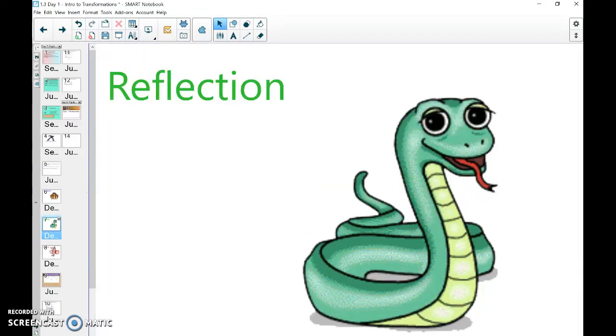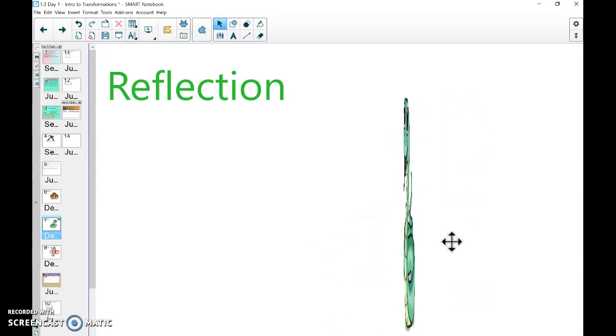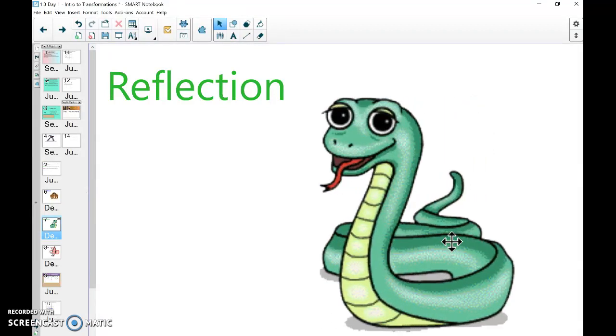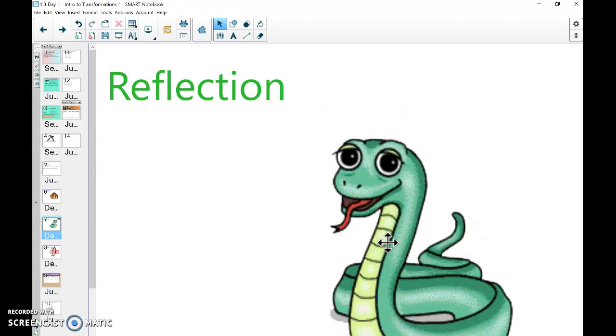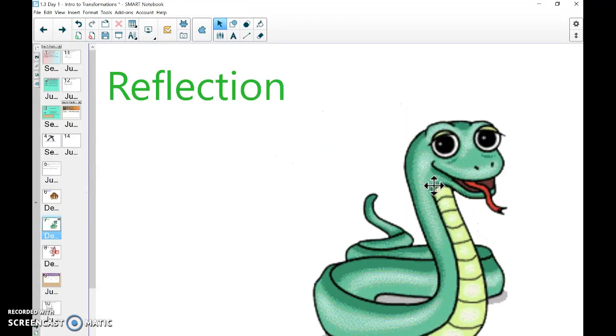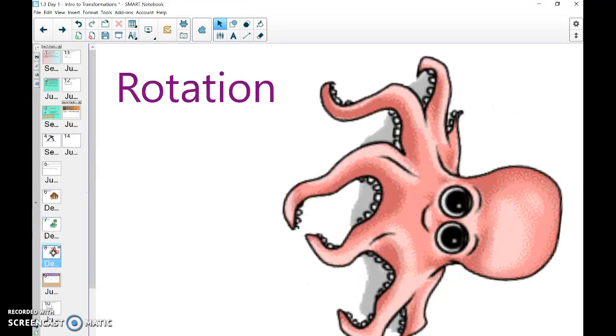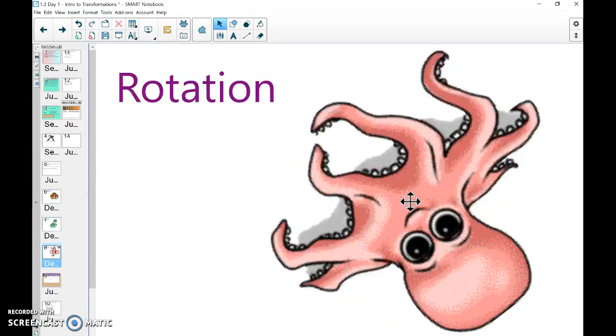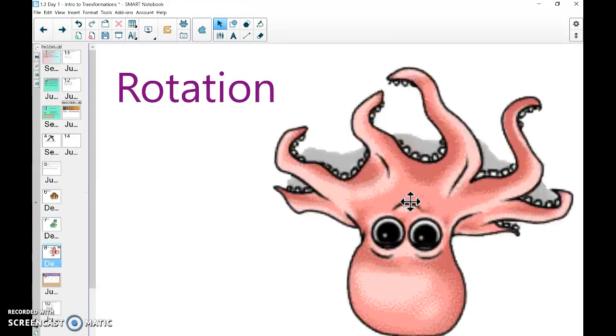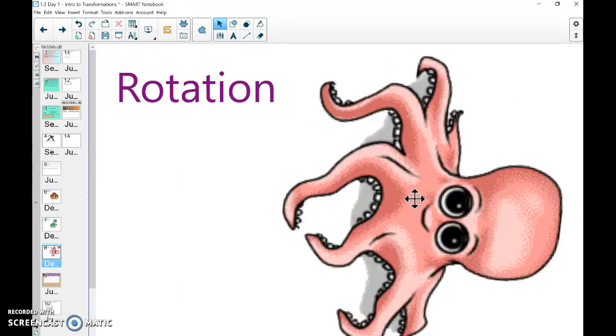If we look at reflection, remember our word for that was flip. So when I tap on the image, it should flip back and forth. It's the opposite. He's facing this direction this time, and when I reflect it, I shouldn't have moved it, but when I flip it, he looks the other direction. It's just to flip across a line. And then rotate means to turn. So this is going to spin around that middle point. That would be the rotation part.